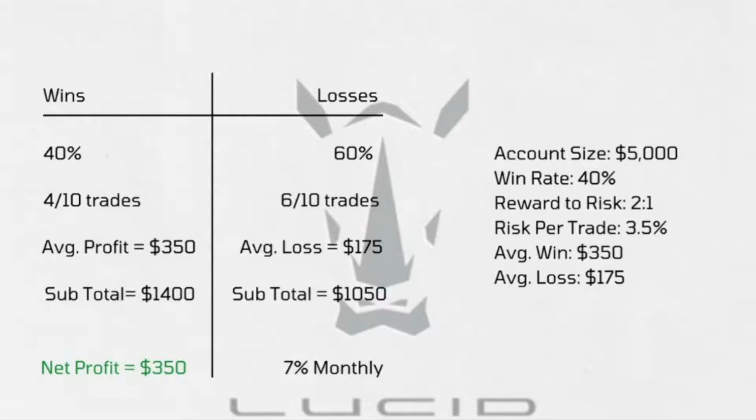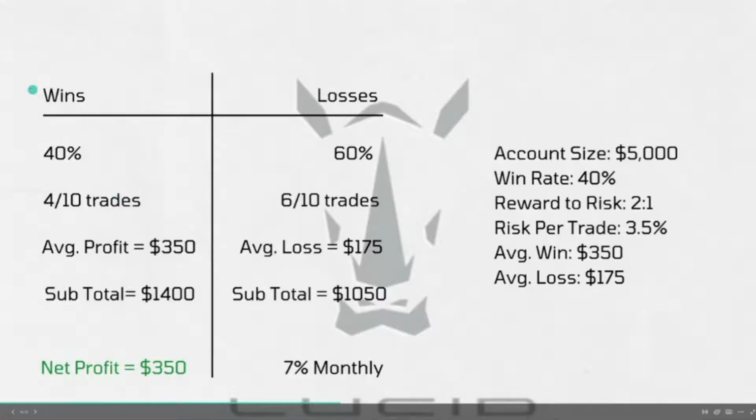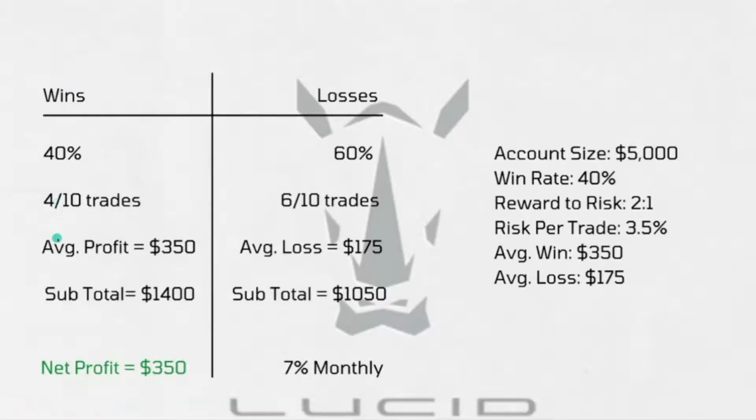Risk per trade is now 3.5% versus 2%. Maybe 2% was a little conservative for some of you guys. Maybe you want to risk some more. So we're going to go up to 3.5%. Average loss, 3.5% on 5,000 is $175. Average win is going to be 350, right? 175 times 2. So if we look at our win column here, we can see 40% winning 4 out of 10 trades.